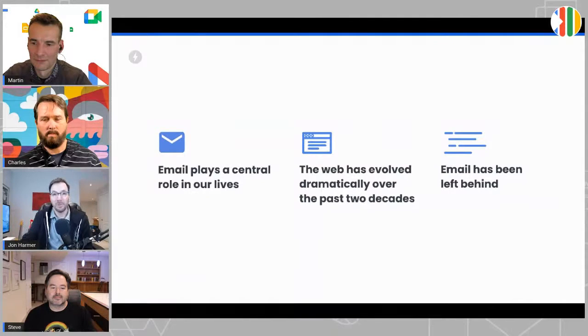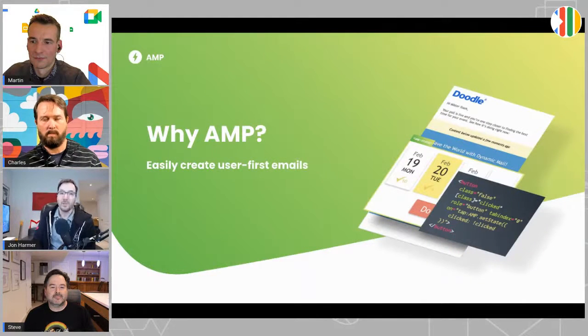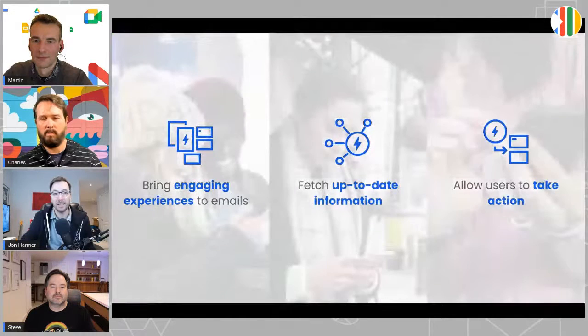Email is important to people. Billions of people use it, and it hasn't evolved much. So history lesson over. That's why we made AMP for email. It's an evolution of the AMP standard that allows you to really make your emails more interactive and interesting.